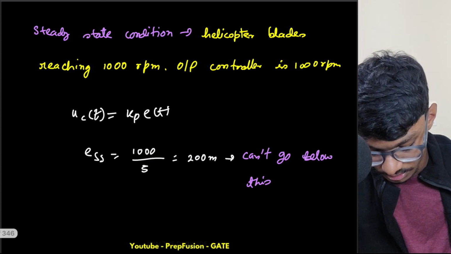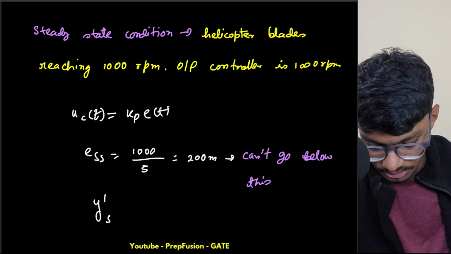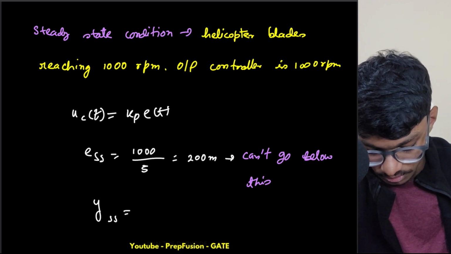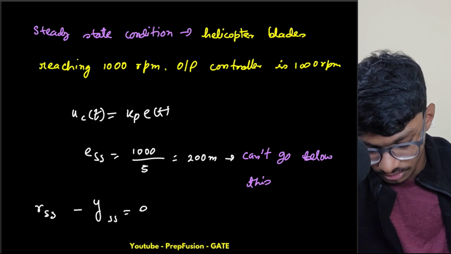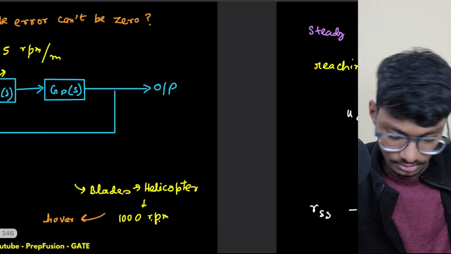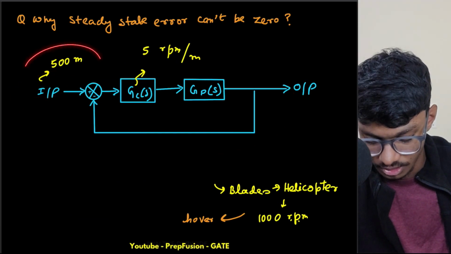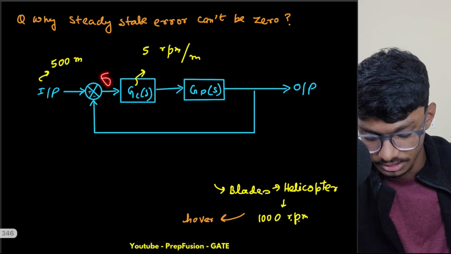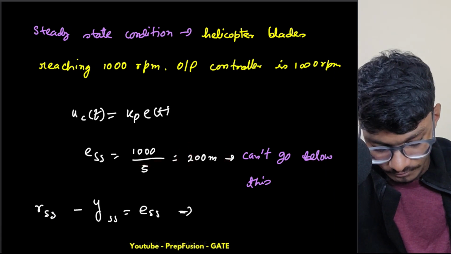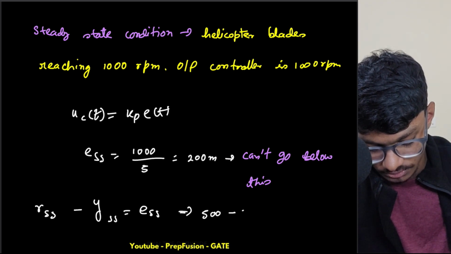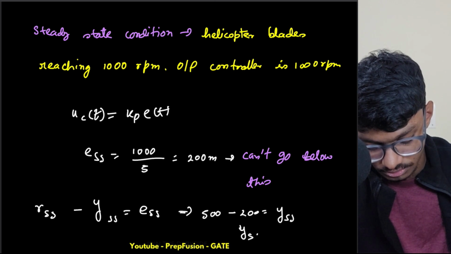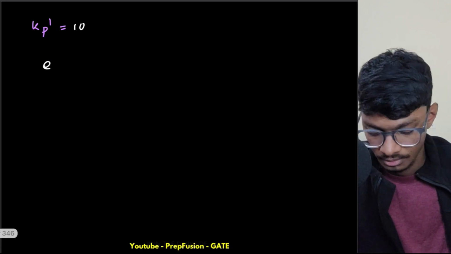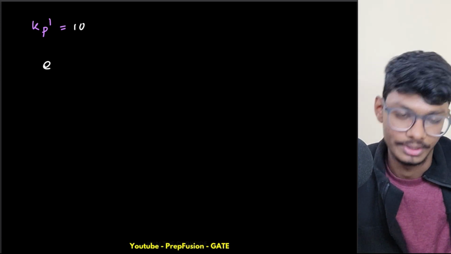Now let me write here that y steady state equals r steady state minus e steady state. So this is the case, right? R minus y. So r is 500, y is unknown, and e is, we know, 200. So r is 500, minus 200 equals y steady state, which is 300.